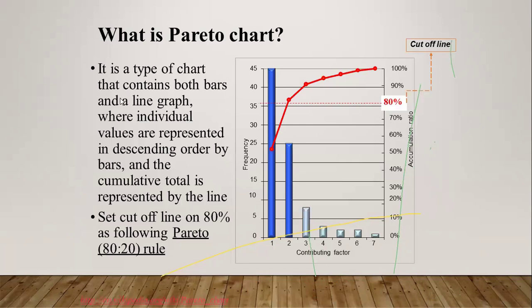So we say that a Pareto chart is a type of chart that contains both bars and a line graph. These are the bars and this is the line, and we saw how to come up with both, where individual values are represented in descending order by the bars and the cumulative total is represented by the line. And we have a set cutoff line of 80%. This is from the Pareto rule, that when we solve 20% of the causes of our problems, then we'll see the gains even in the 80% of the entire problem.